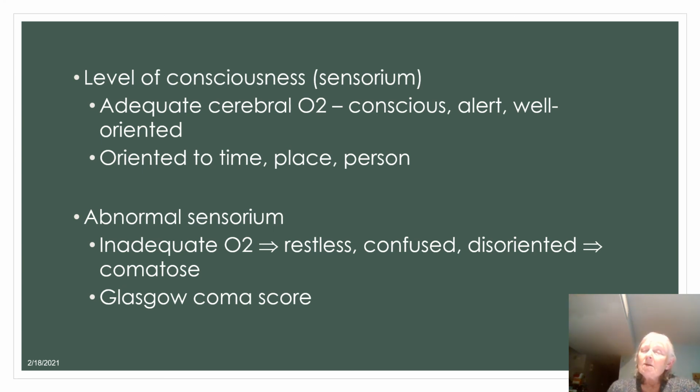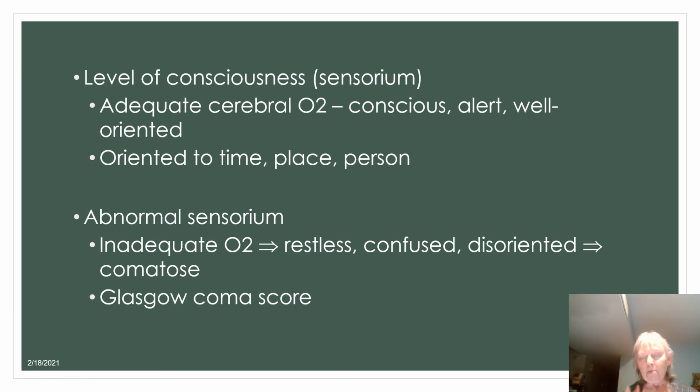People who are hypoxic are restless. And we need to know that when we start to see them. They also get very confused and disoriented. They also can be comatose at this particular point. And this is where the Glasgow Coma Score comes in.